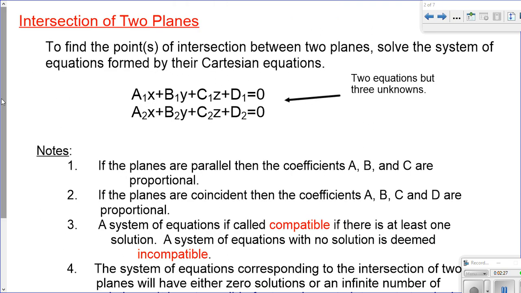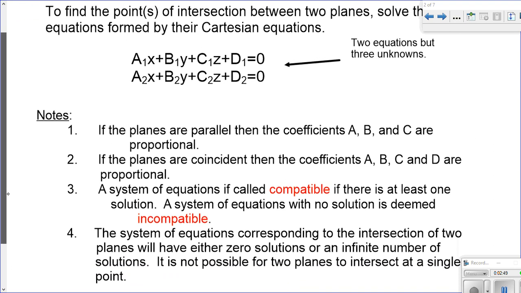Okay, so often we're going to be given Cartesian equations of planes, and in this particular case, there are two different Cartesian equations representing our two planes. And notice that we've got three unknowns here, and that poses a bit of a challenge when solving a system of equations when there are only two equations and three unknowns. Okay, a couple of notes here as we try to tackle this issue.